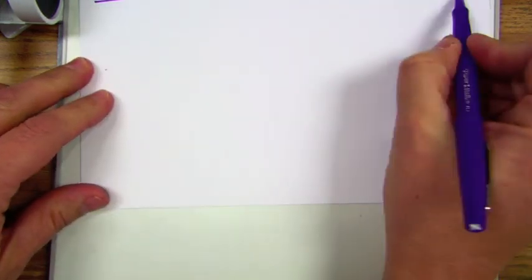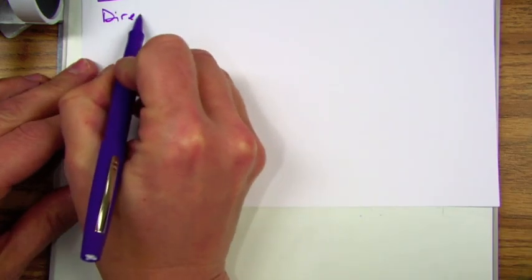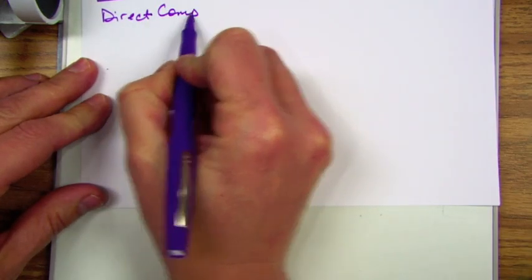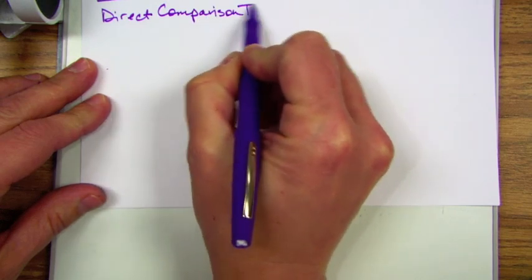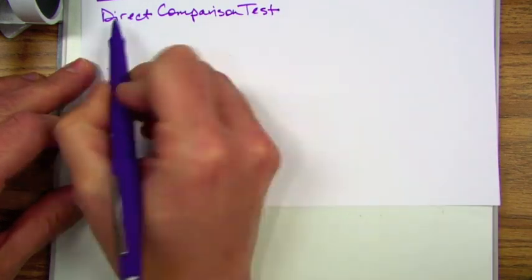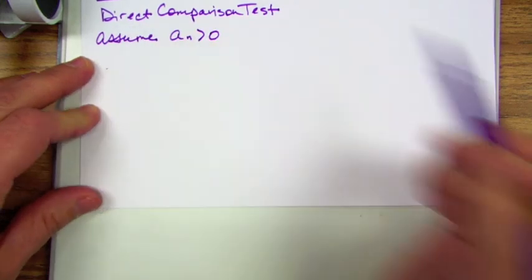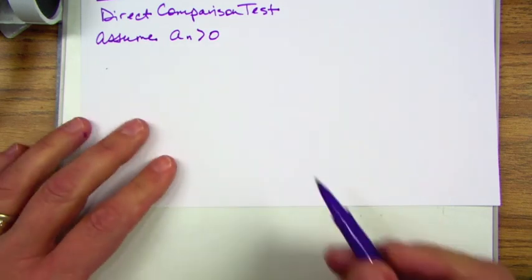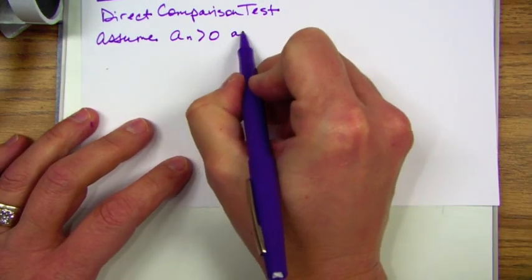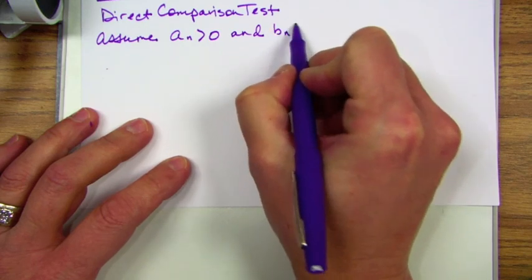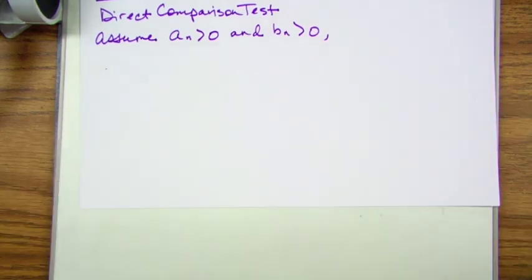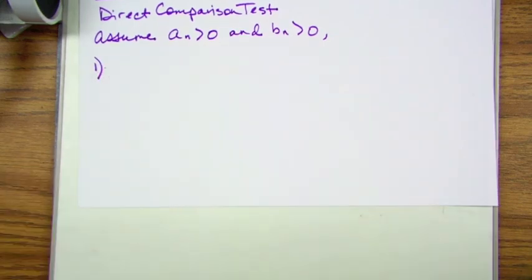So let's write that thing down. All right, so the direct comparison test. Assume a sub n is greater than 0 and b sub n is greater than 0. Okay, and a sub n and b sub n are representing term generators, and you'll see I'm going to write them as such.